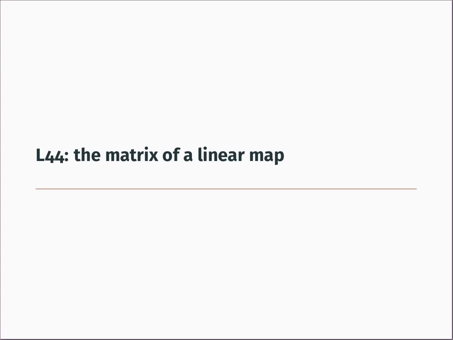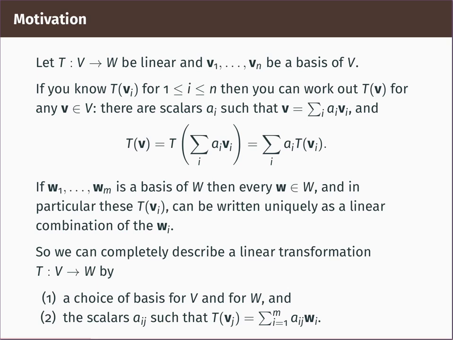Linear maps are quite abstract things, so it can be helpful to have a way to make them more concrete. We're going to do that in this video by introducing the concept of a matrix of a linear map. So here's the motivation. Let's say you've got a linear map T from a vector space V to a vector space W, and you choose a basis v1 up to vn of V.